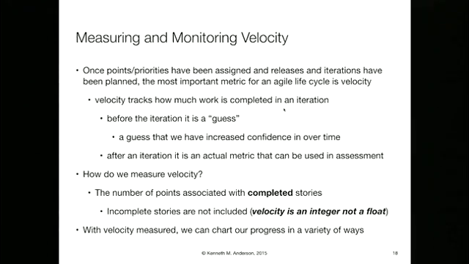So how do we measure velocity? I've alluded to it already. It's the number of points associated with completed stories. Incomplete stories are not included. So velocity is an integer, not a float. You don't say I have 25.5 as my velocity. So with velocity measured, we can chart our progress in a variety of ways.